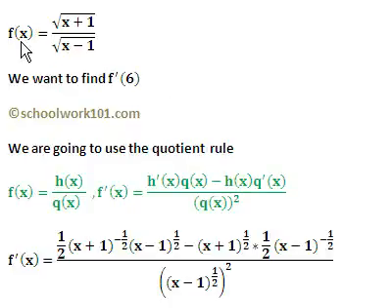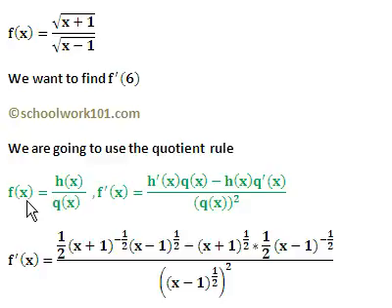Hey, we're going to be finding the derivative of f of x, and we're going to be demonstrating how to do that by using the quotient rule. And then once we do find the derivative, we're going to take 6 and plug it in and see what the slope of the tangent line would be when x is equal to 6.